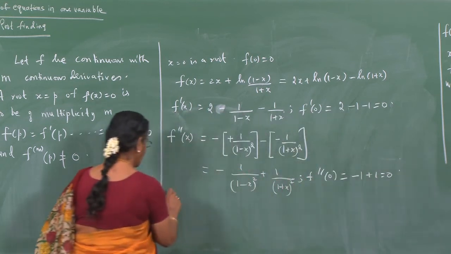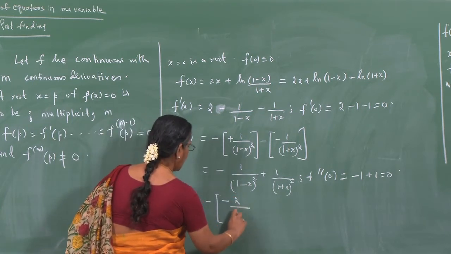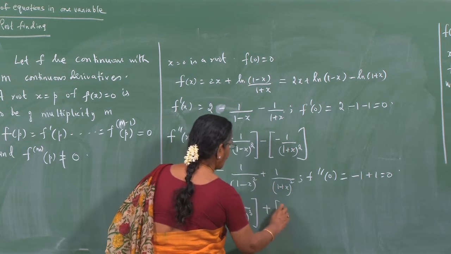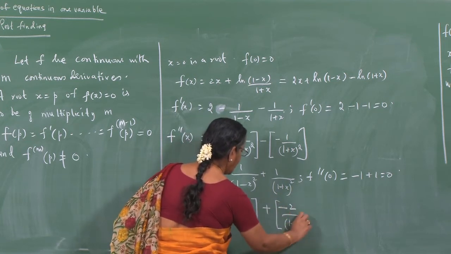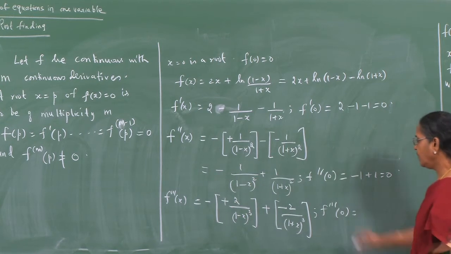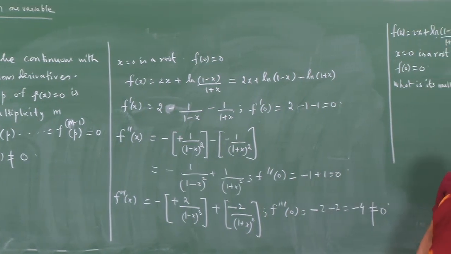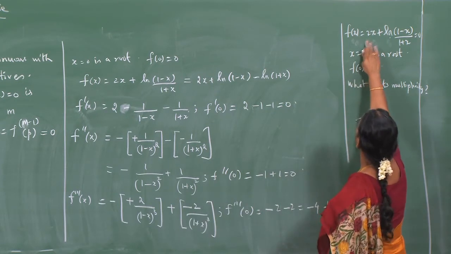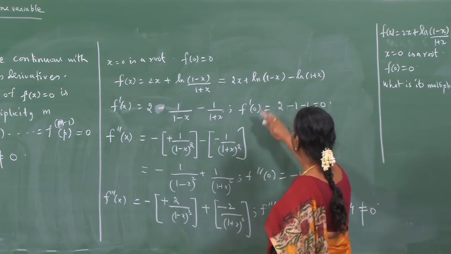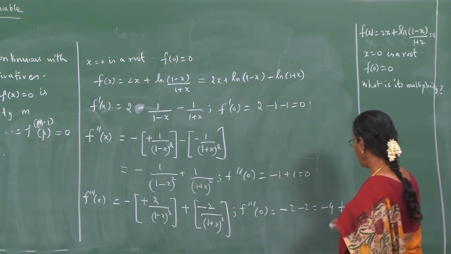Let us now see what is f triple prime of x. So, this will give minus 2 by (1 minus x) the whole cubed into minus 1, minus 2 by (1 plus x) the whole cubed. And we evaluate f triple prime at 0 and that will give you minus 2 minus 2 which is minus 4 and it is different from 0. We see that the equation f of x is equal to 0 has a root at x is equal to 0 and f prime 0, f double prime 0 are all zeros, but f triple prime 0 is different from 0.